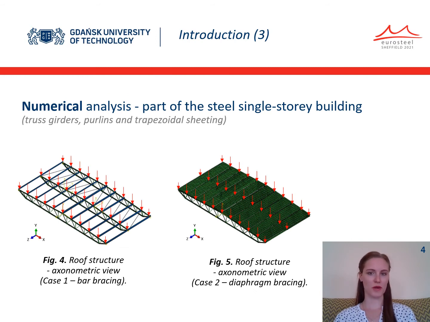In the presented paper, part of the steel single-story building with truss girders, purlins, and trapezoidal sheeting was analyzed numerically in two variants. In case 1, bar bracing was considered and the corrugated cladding was neglected. In case 2, it was assumed that the trapezoidal cladding is a structural member and a part of the bracing system.